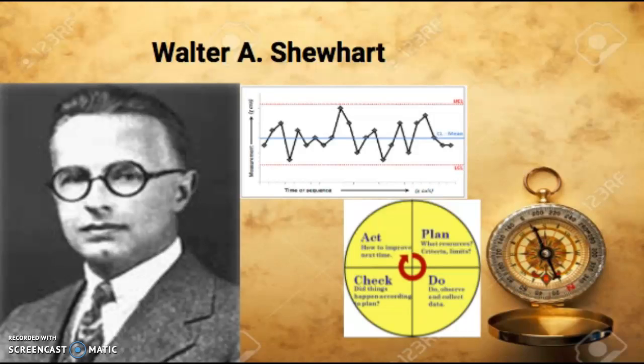the blue. It could also be called the mean, and an upper and lower control limit, and those are the red lines on the top and the bottom. So these lines are actually determined from historical data.